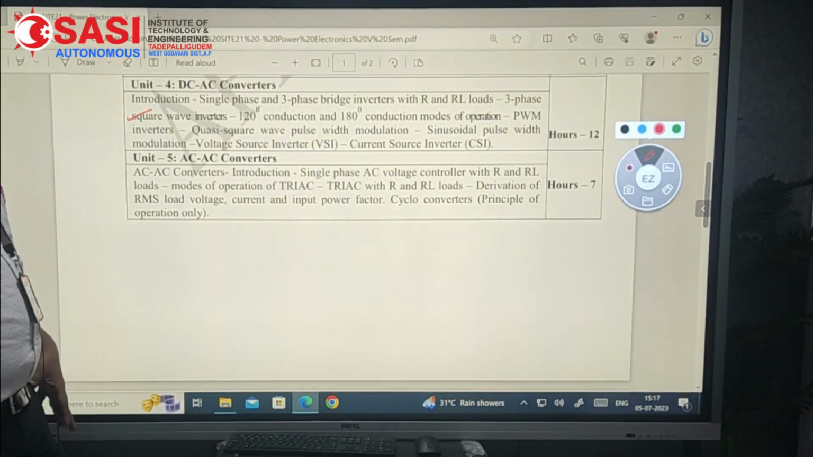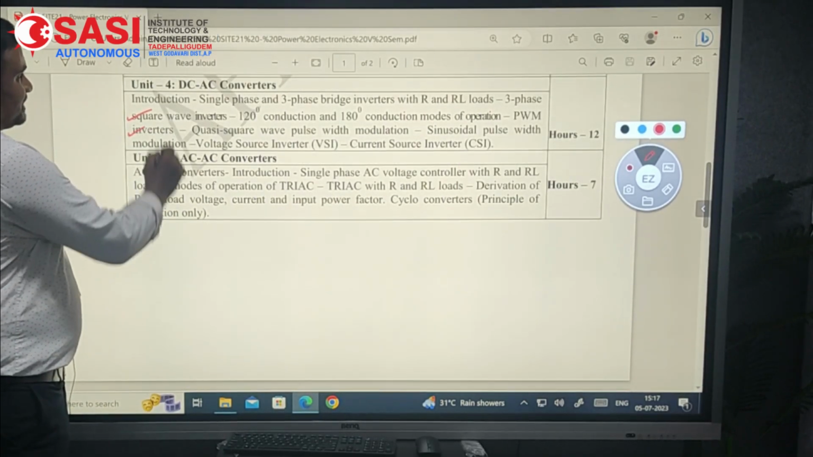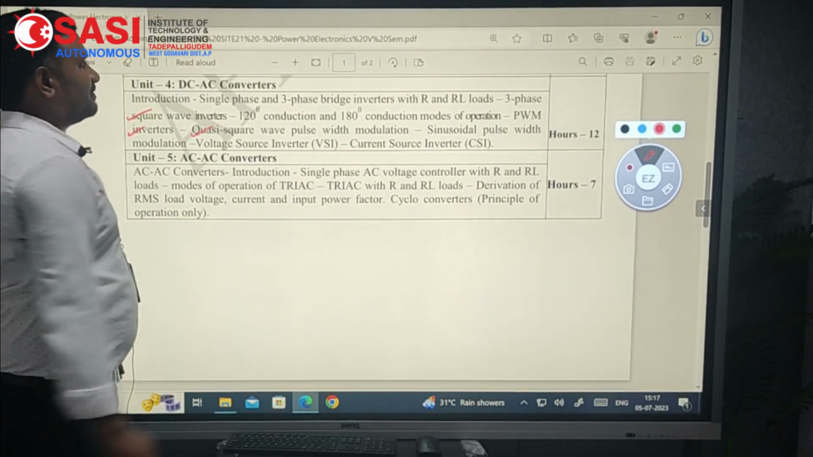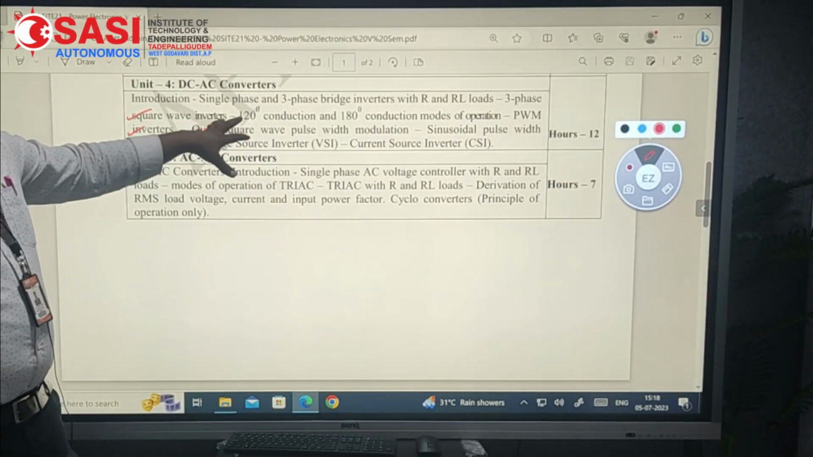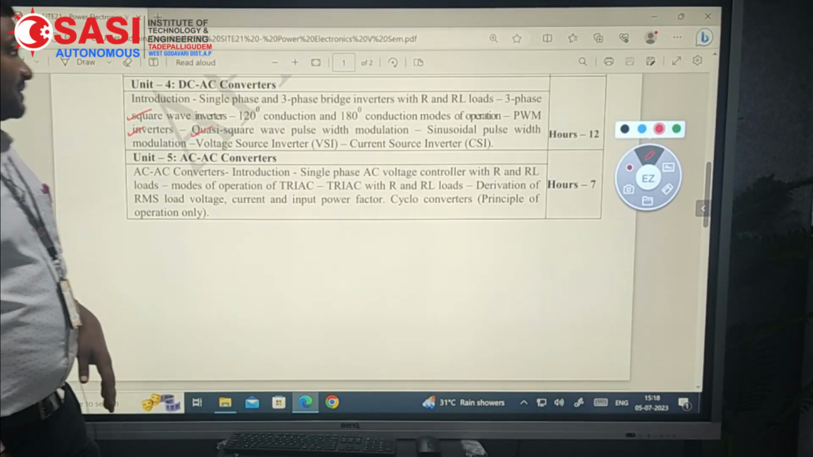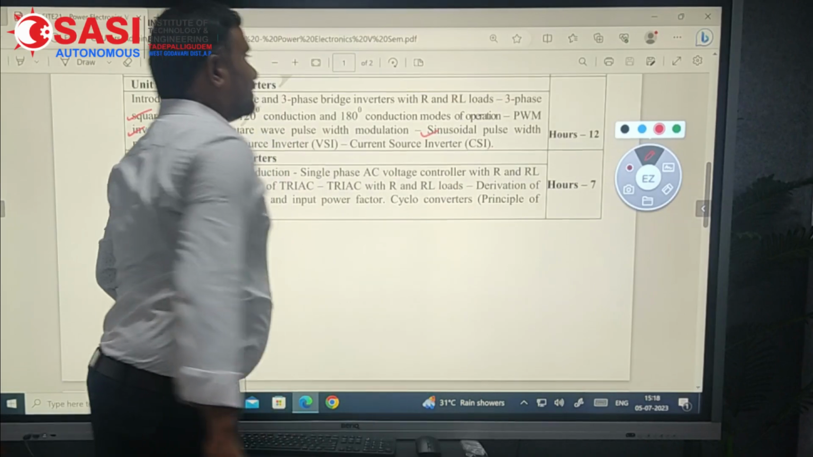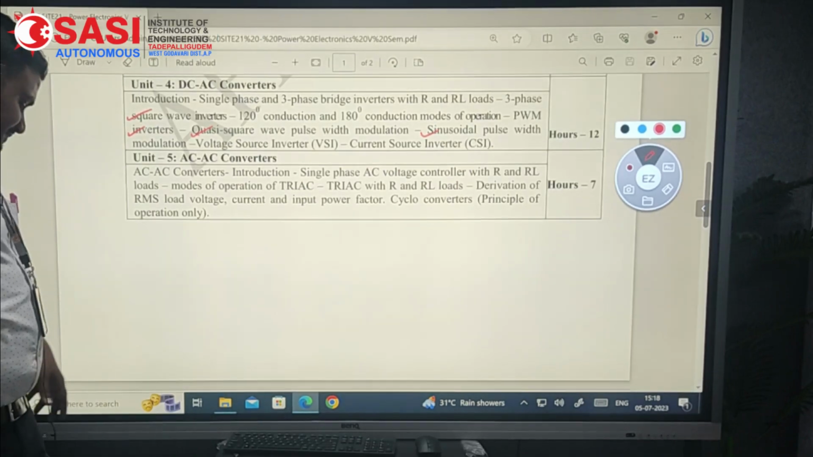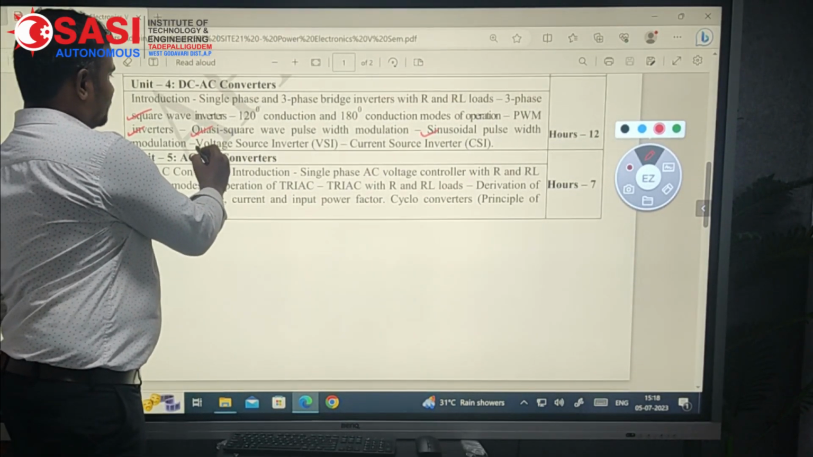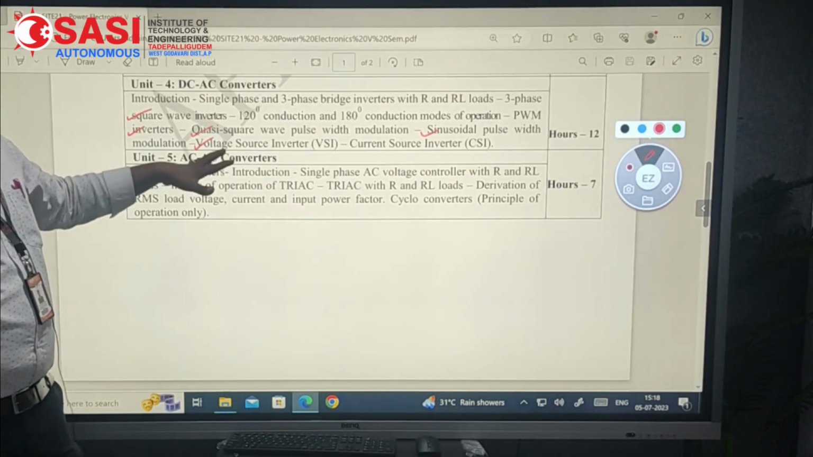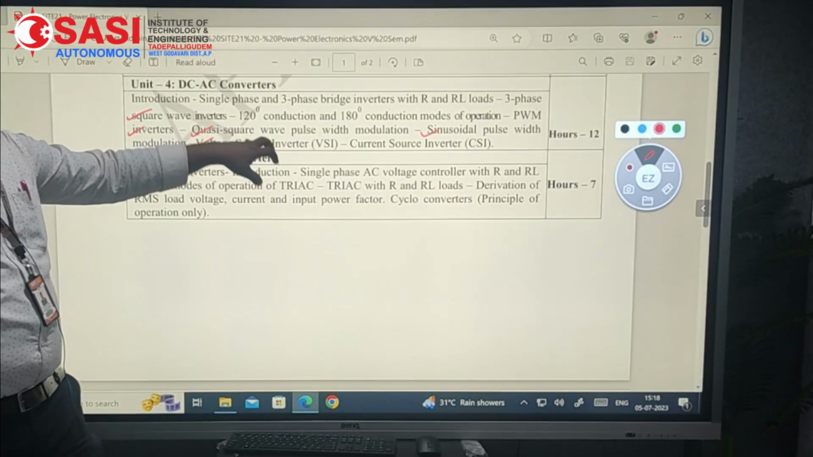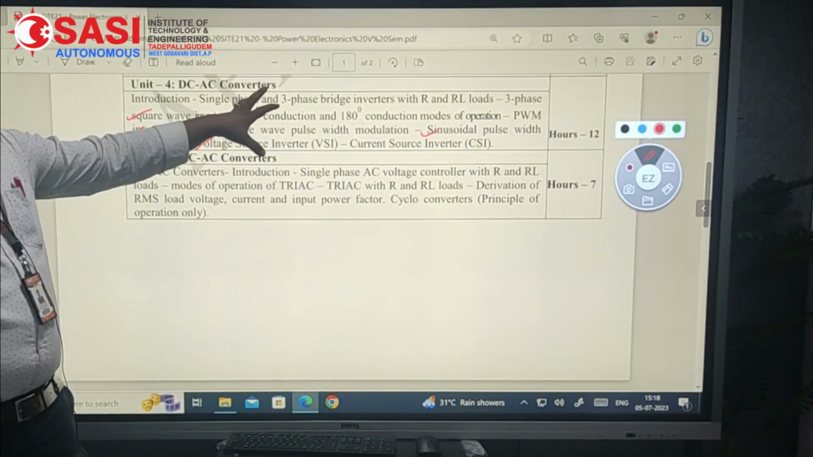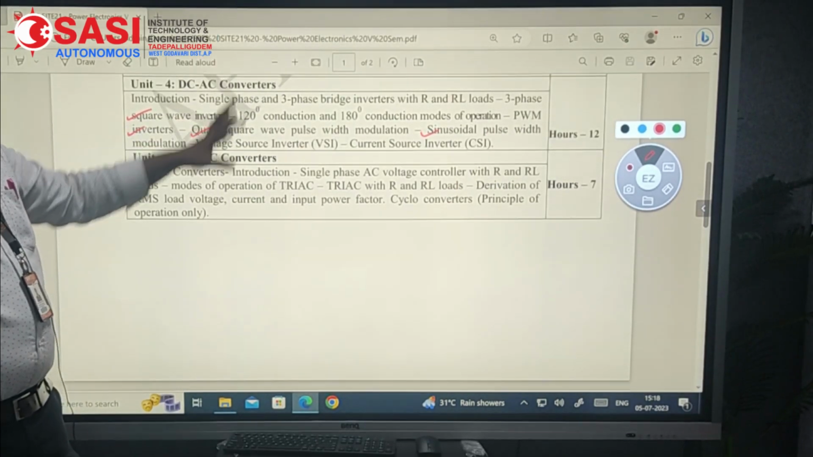And there are different types of inverter configurations like PWM inverter configuration and quasi square wave. In pulse width modulation techniques we are going to incorporate these in the inverter configurations. Similarly, the sinusoidal pulse width modulation technique also we are going to discuss in this module. And at the end of this module we are going to discuss two important topics, that is voltage source inverter and current source inverter. So this is the outline of the DC to AC converters we are going to discuss in this module.